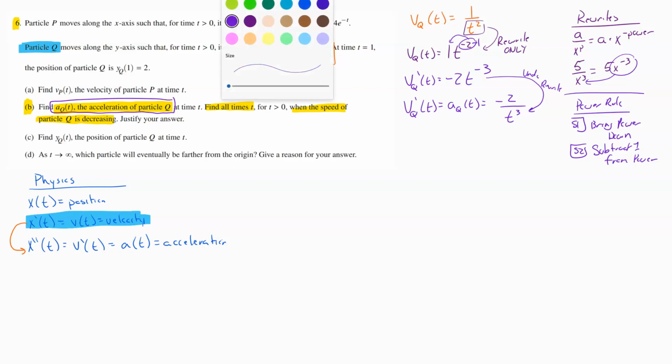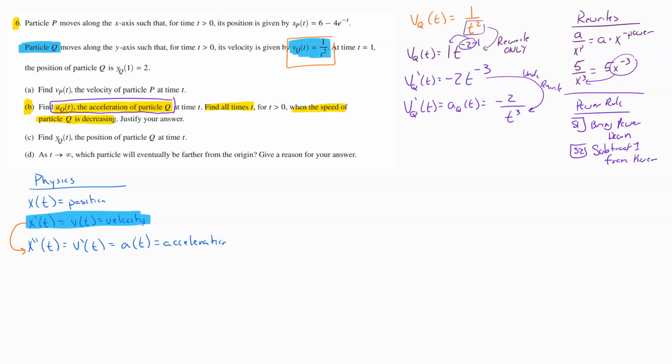Now the second part of this wants us to start talking about when the speed of the particle is decreasing. The key word on this is the word speed here. When we're talking speed, we're actually talking about the absolute value of velocity. And so when they ask about the speed increasing and the speed decreasing, it's different than if they asked you about where the velocity is increasing or the velocity is decreasing.